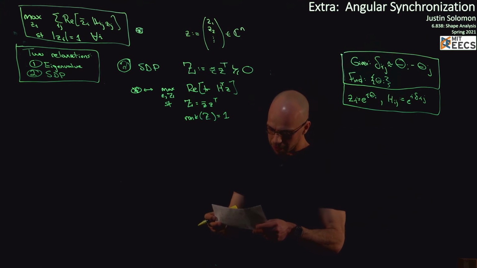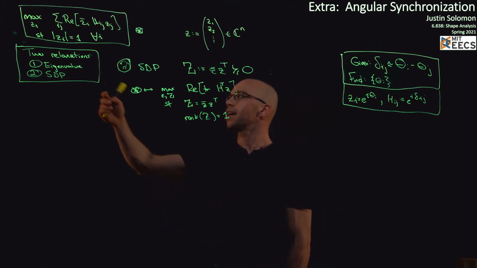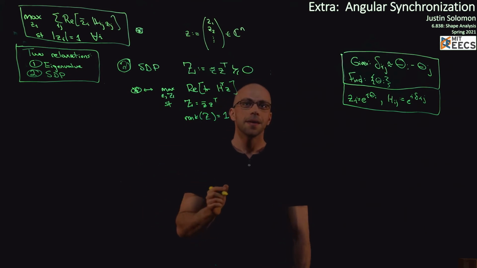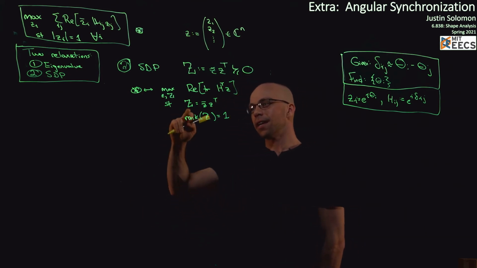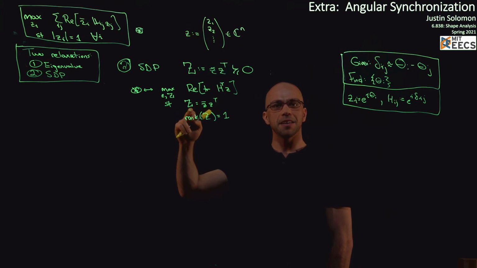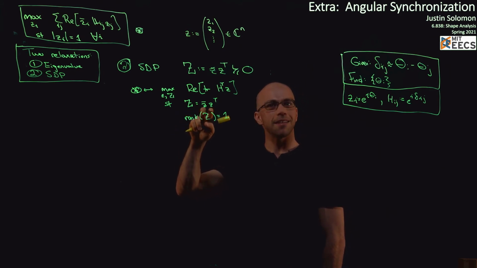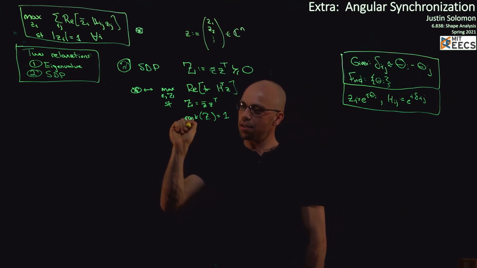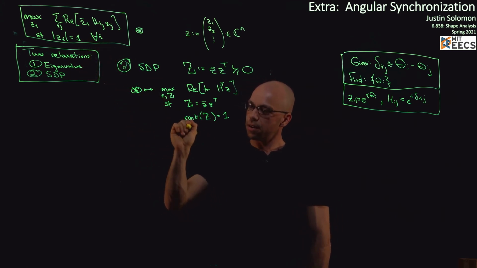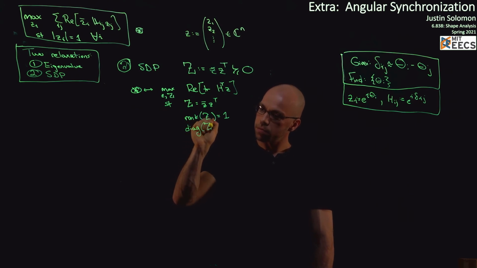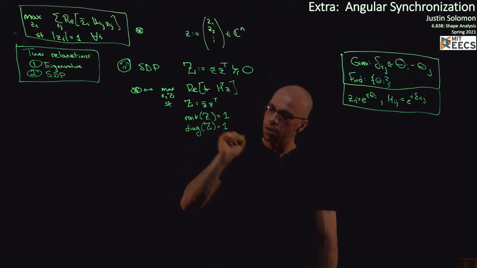Now, what other constraints do I need? Well, I need that the modulus of each zi here is equal to 1. Now, remember that if you think about the diagonal of this matrix big Z, you'll see that that's exactly zi times zi bar, right? That's what this diagonal is. So a fancy way of writing our constraint here is that the diagonal of big Z is equal to all 1s.